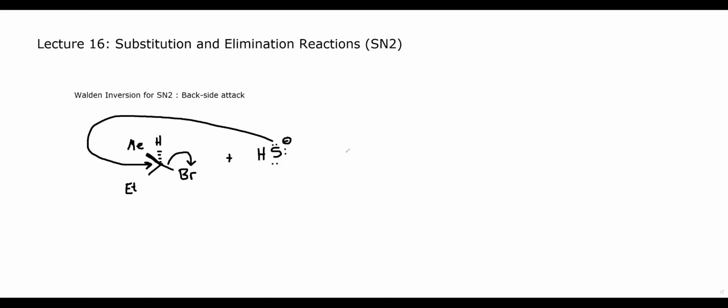Well, let's draw the product of this reaction. So our sulfur is now over here, made a bond. We have ethyl, we have methyl, and we have this hydrogen here. And our byproduct is Br minus. That's what got kicked off. That's our leaving group. So that would be the product of the reaction.